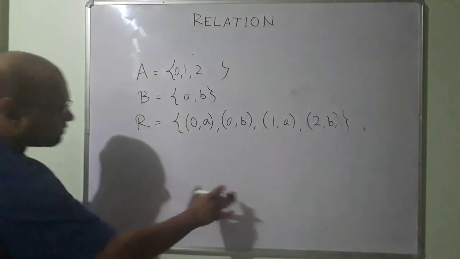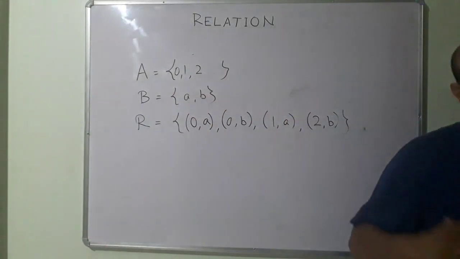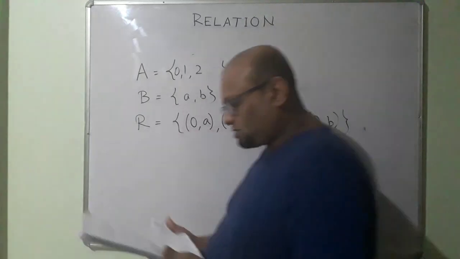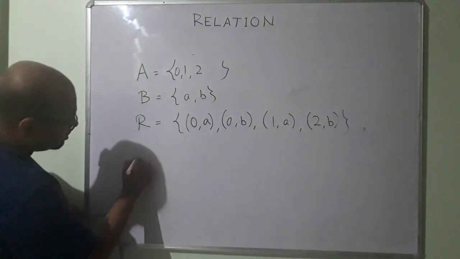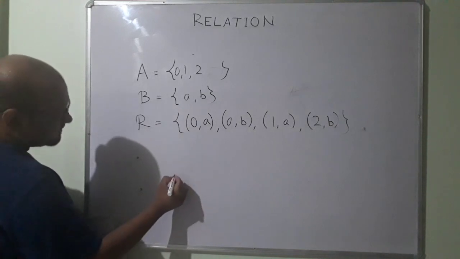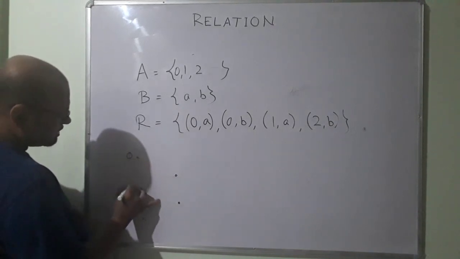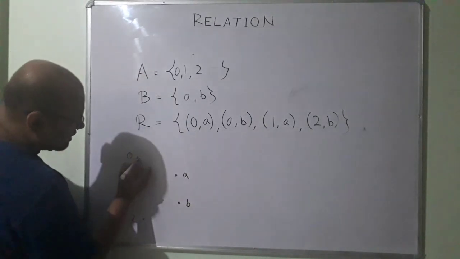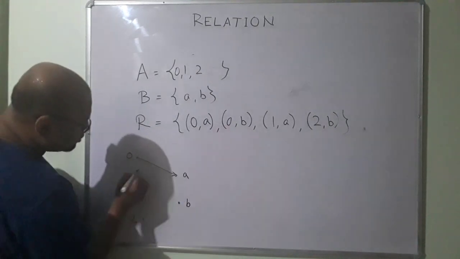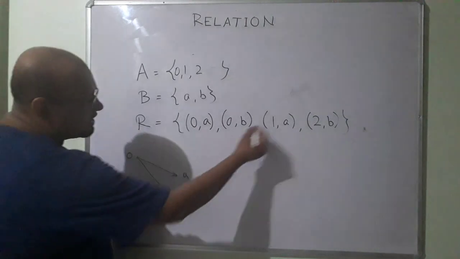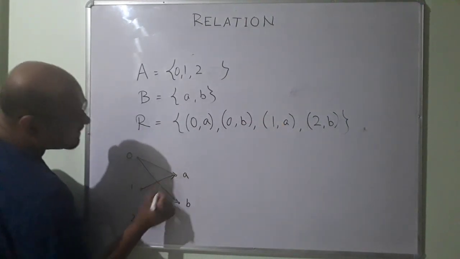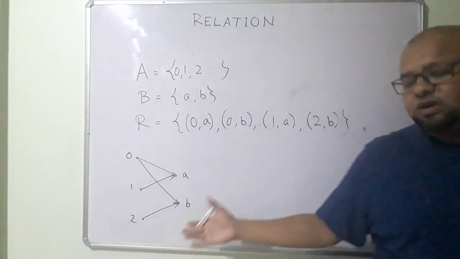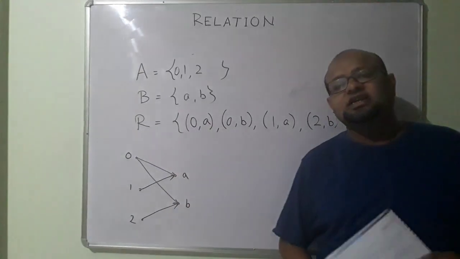Now, I want to represent it using the directed digraph and the matrix method that we saw. So, let us do that. In the digraph method, I will have one set on this side, one set on the other side. So, the elements of set A are here, the elements of set B are here. So I have (0, a), so there will be this directed edge. I have (0, b), so I will have this directed edge. Alright, I have (1, a), so I will have this directed edge, and I have (2, b), so I will have this directed edge. So this is the way to represent this relation using a directed graph.